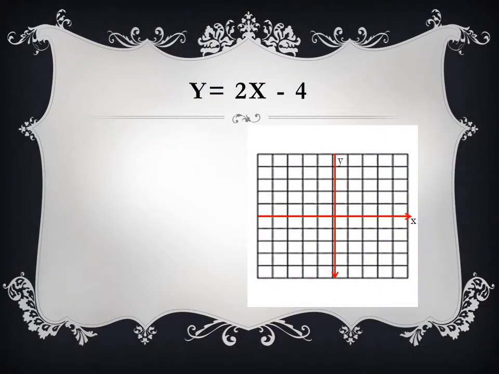Let's do a few examples together. Our first one is y equals 2x minus 4. The y-intercept is 0, -4, so we plot that point first.